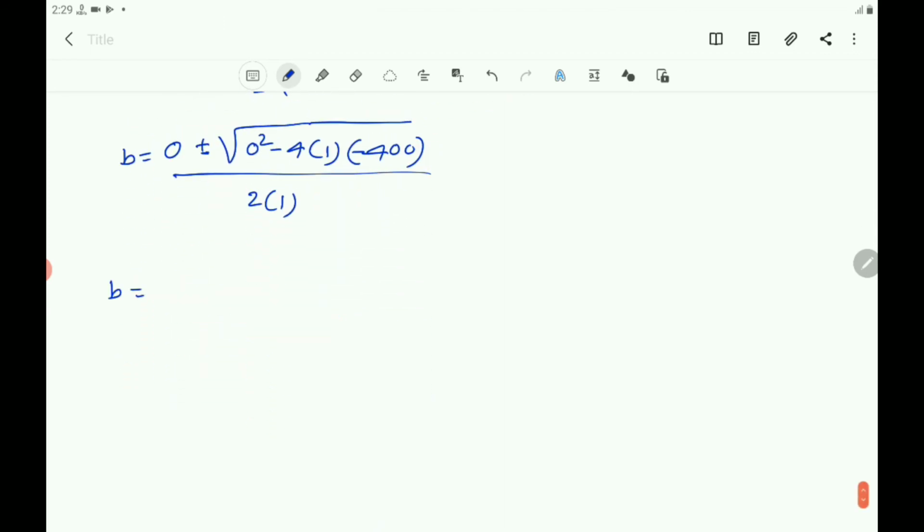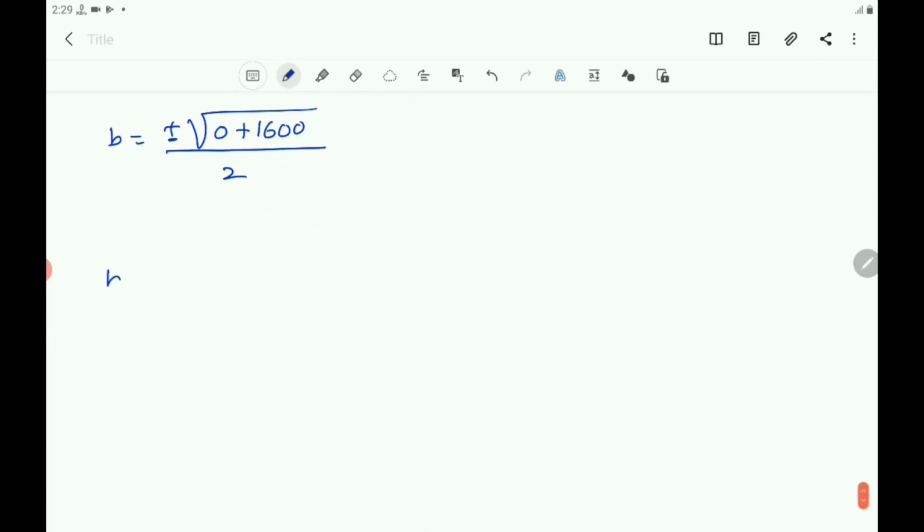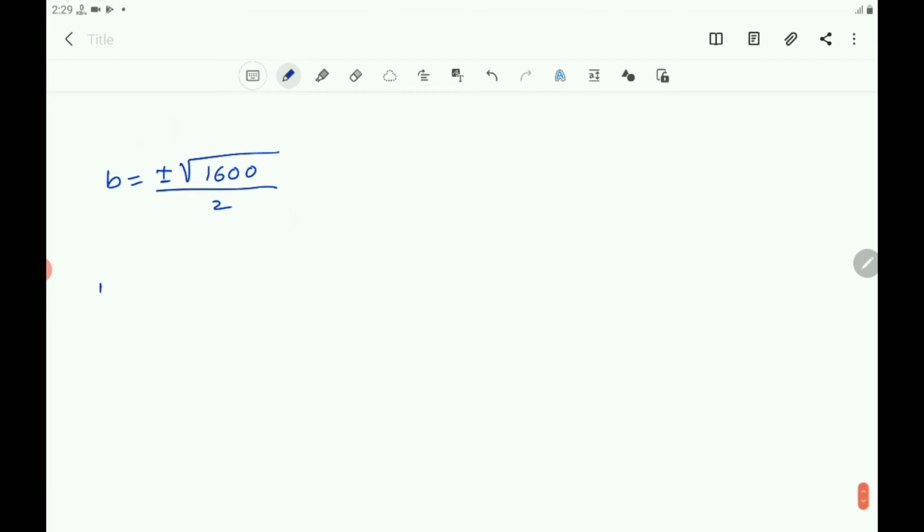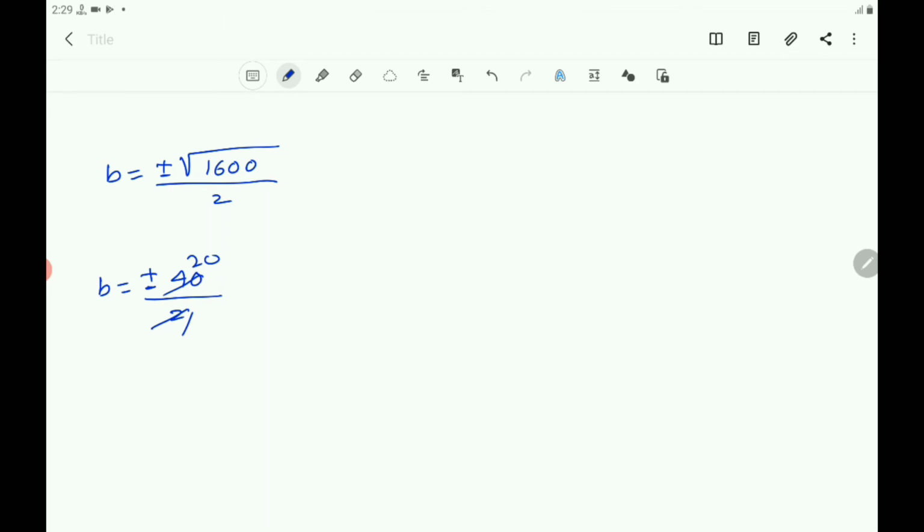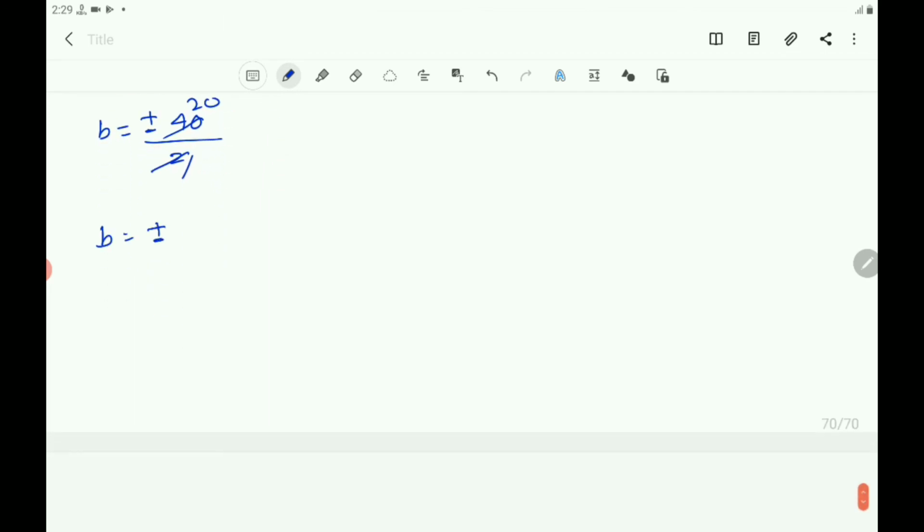Then you write b equals, 0 you can leave here, plus or minus square root of 0 minus 4 into 1 into minus 400, that is plus 1600, by 2. Then b equals plus or minus square root of 1600 by 2. So you will get b equals plus or minus square root of 1600 is 40, because square root of 16 is 4, 2 zeros are there, so it is 40 by 2. So you can divide, 2 ones are 2, 20s are. You got b equals plus or minus 20.